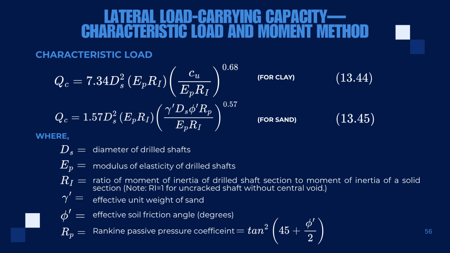where DS is the diameter of the drilled shaft, EP is the modulus of elasticity of the drilled shaft, RI is the ratio of the moment of inertia of the drilled shaft section to the moment of inertia of a solid section. Note, RI is equal to 1 for an uncracked shaft without a central void. Gamma prime is the effective unit weight of sand. Phi prime is the effective soil friction angle. RP is the Rankine passive pressure coefficient, equal to tan squared, open parenthesis, 45 plus phi prime over 2, close parenthesis.